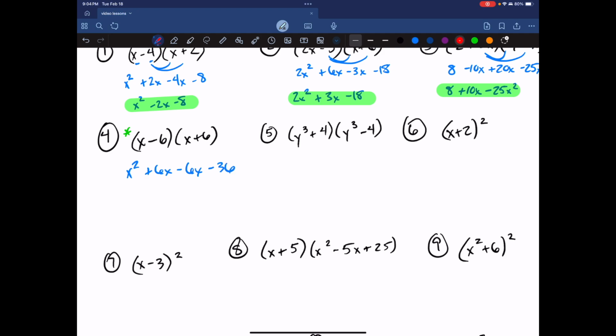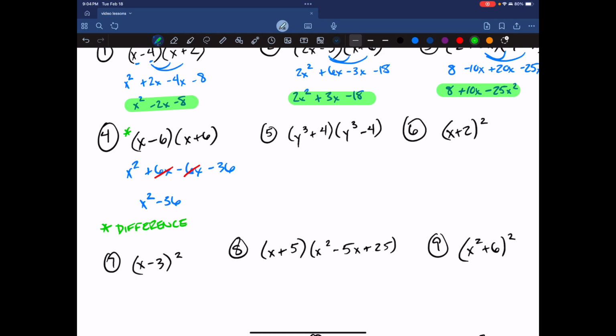Well, what do you notice? You notice that I get a positive 6x and a minus 6x in the middle. So those are going to fall out. And I'm just going to be left with x squared minus 36. So as I said, this is a special case. And this is what we call the difference of two squares. This whole relationship we got going on here.